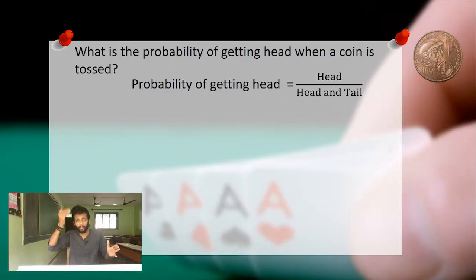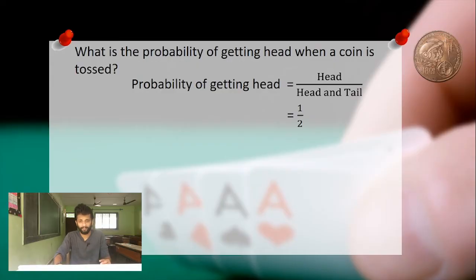This is my basic way of putting a formula to you in probability. The probability of an event is nothing but what I want upon what I have. In this case, it is the head that I want, and the options that I have are head and tail. So let us write it in numbers.